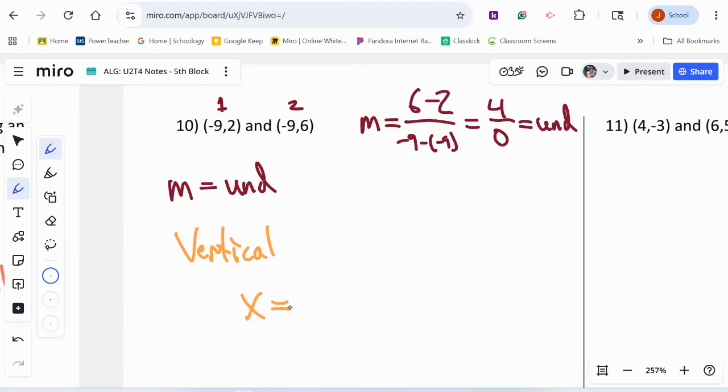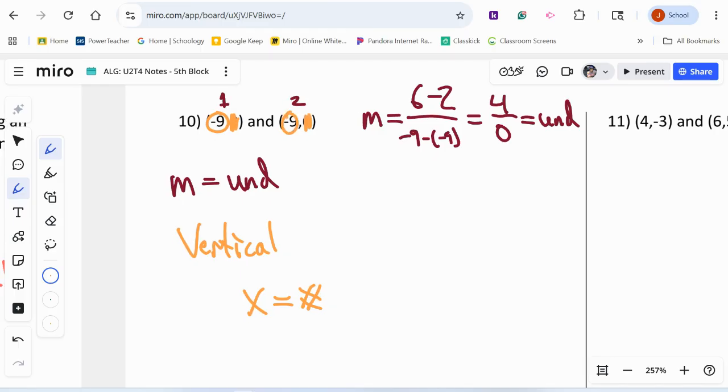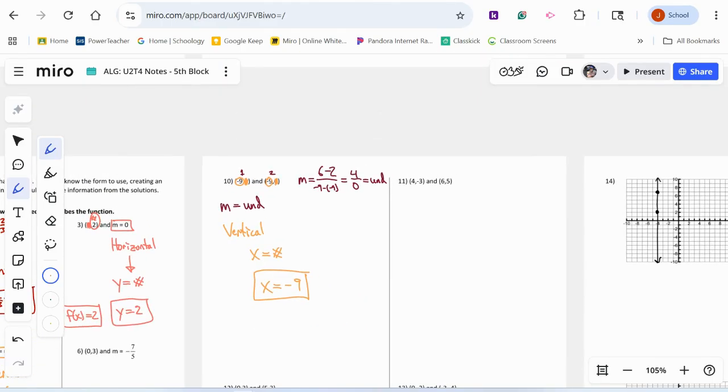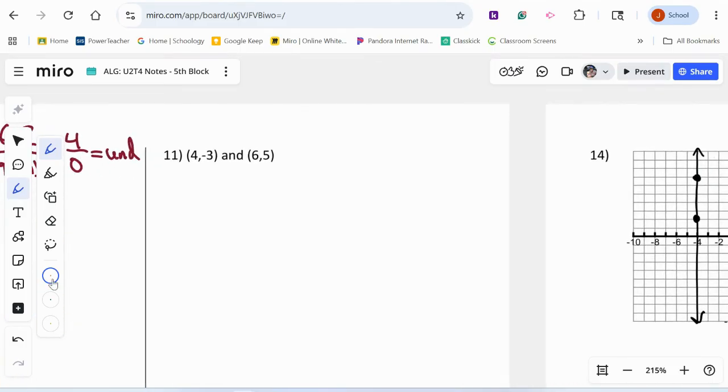We know it's going to be x equals a number. And notice, guys, look, again, we don't care about the y's because look at the x coordinates. They're both -9, because every point will have an x coordinate of -9, which is why our equation is x equals -9.